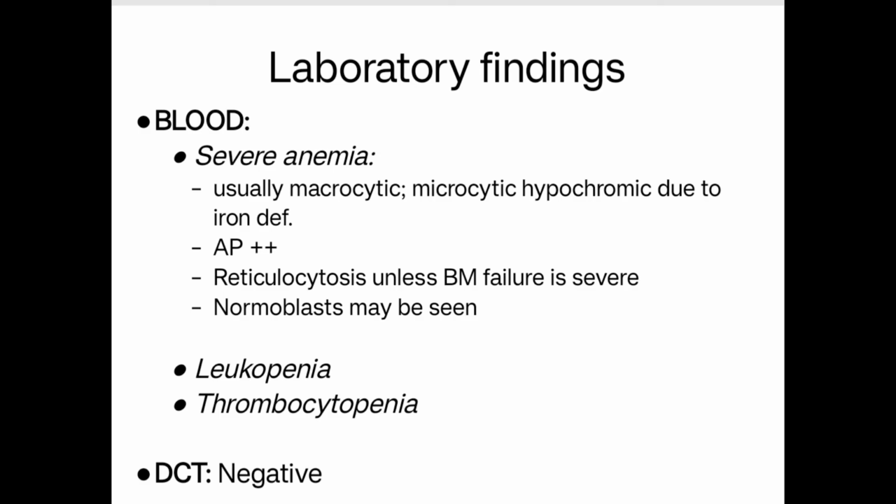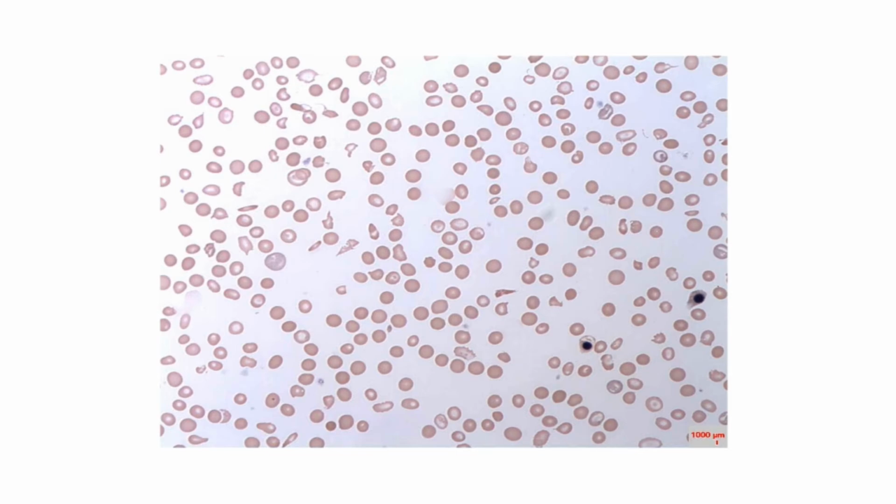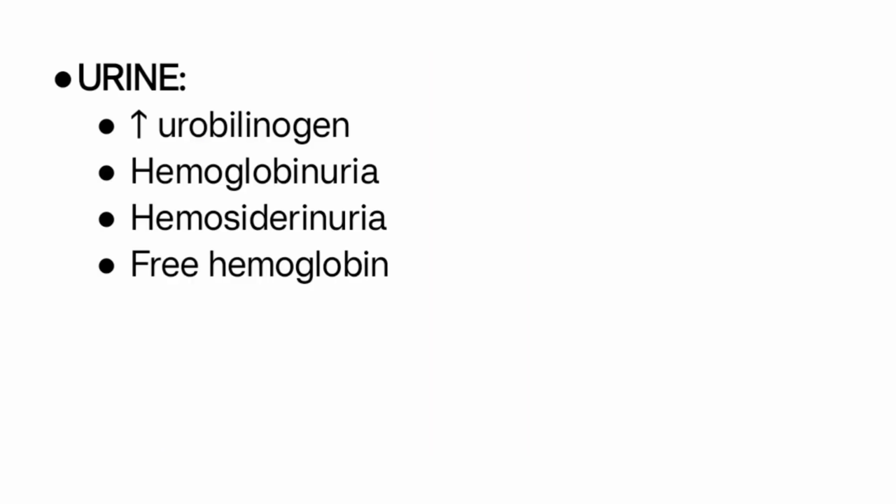What are the laboratory findings? So there will be macrocytic or microcytic hypochromic anemia with moderate anisopoikilocytosis. DCT will be negative. The image is showing anisopoikilocytosis with the presence of elliptocytes, teardrop cells and RBCs. Urine will show increased urobilinogen, hemoglobinuria and hemosiderinuria. So these are the features of intravascular hemolysis.